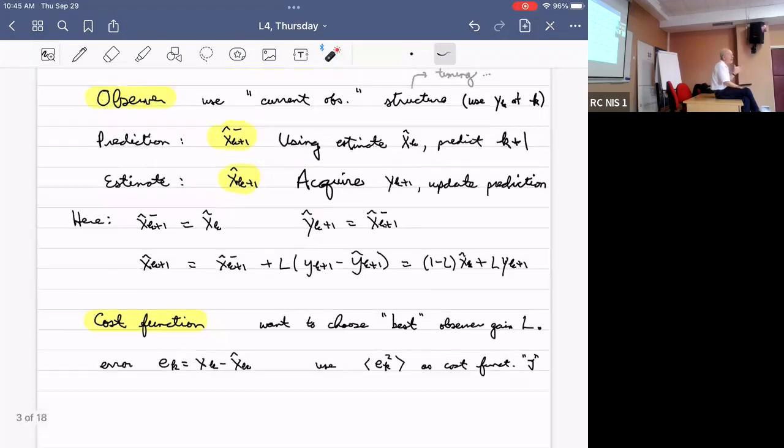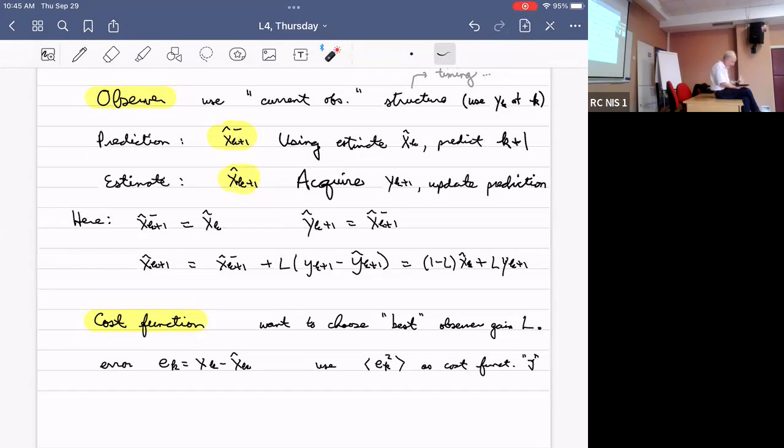Okay, so we're going to adopt an approach very much like the optimal control, but here our cost function is going to be the variance of observer errors. We want a systematic way to choose L. In one dimension, you could just tune it and see where it works best, but remember, L will be n-dimensional for an n-dimensional state vector. So again, we want a rational way to choose the gains. And we'll see that we will have it.